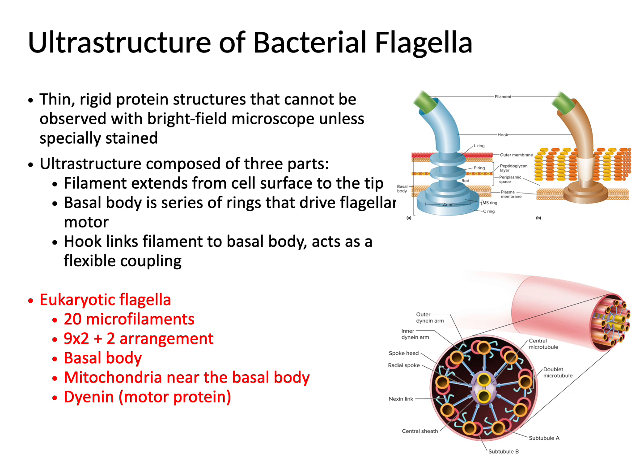So again, 20 filaments. It is going to have a basal body at the base of it. Keep in mind, it is organizing 20 filaments, not one. And there are going to be mitochondria near the basal body because the basal body needs ATP. Generally, with a eukaryotic flagella, you see a higher concentration of mitochondria near that basal body.